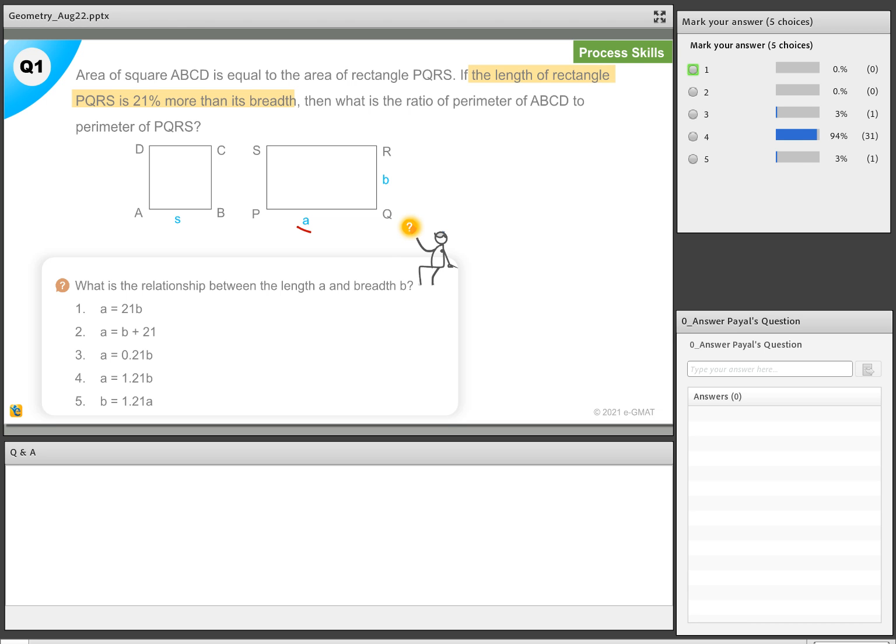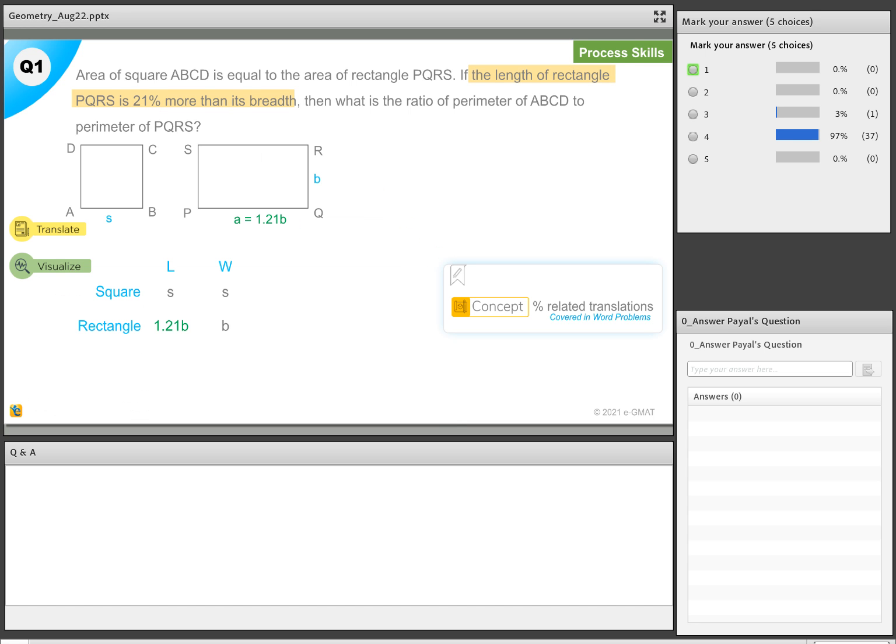So this is the length, as you can see in the rectangle. This is the breadth. It's given that the length of the rectangle is 21% more than its breadth. So that essentially means A is equal to 1 plus 21%, B plus 21% of B, which is 1.21 B over here. That being said, let's now understand what the different lengths and widths of the square and the rectangle are. For the square, since the sides are equal in length, the length and the width are equal to S. And since the length of the rectangle is 21% more, if the width is B, then the length for the rectangle would be 1.21 B.